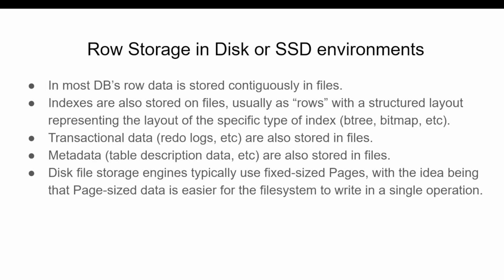Most database storage engines store row data as contiguous byte sequences in files. Indexes are also stored in a similar fashion as special types of rows, organized in storage in such a way as to efficiently implement the index's layout strategy. Transactional data is also stored in files, as is metadata for tables, etc.